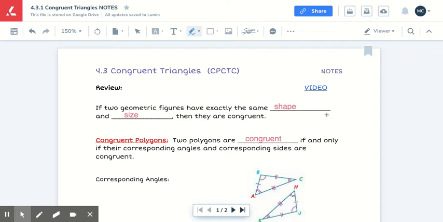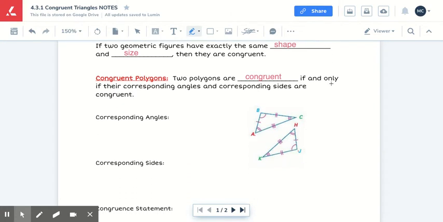We're talking about congruent triangles today. And just as a quick review on the word congruent, if two geometric figures have exactly the same shape and size, then they are congruent. So with congruent polygons, two polygons are congruent if and only if their corresponding angles and corresponding sides are congruent.